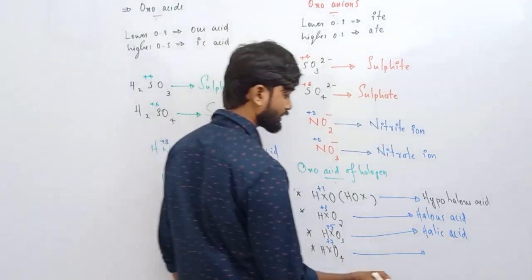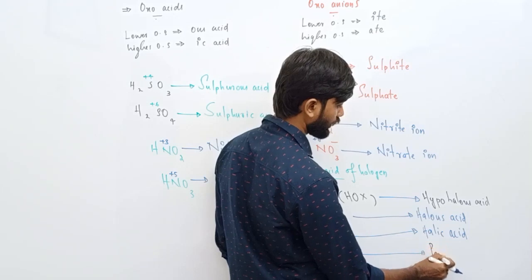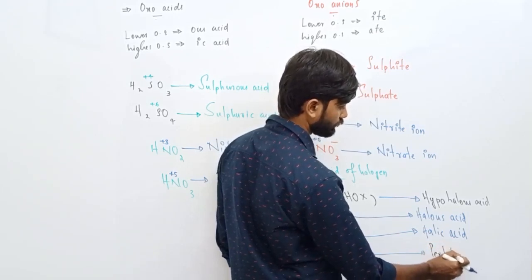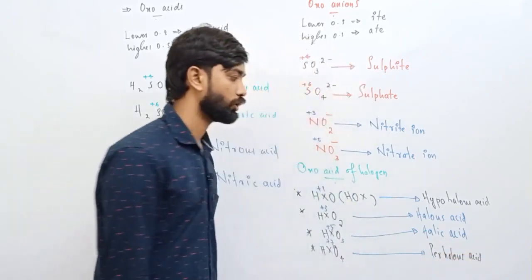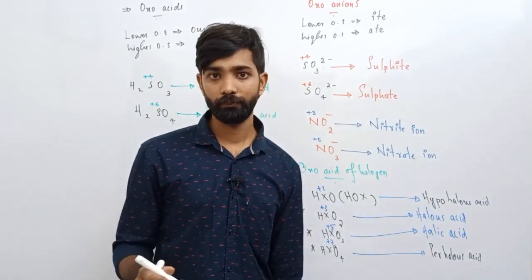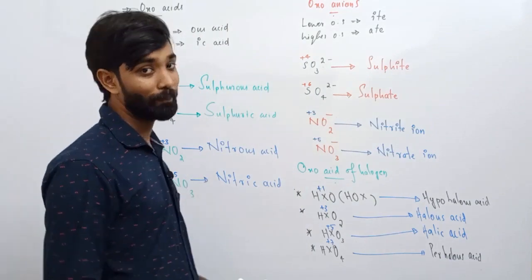And what about the most extreme, most highest one? That is not hyper, it is simply per. Perhalic acid. You know, hypo means lowest. Hypo, hyper, like that, but there is no hyper, it is simply perhalic acid.